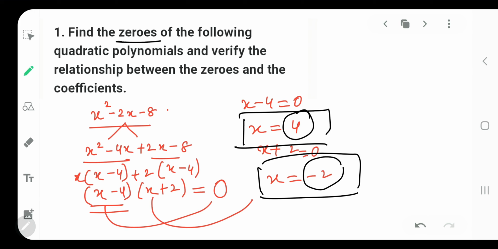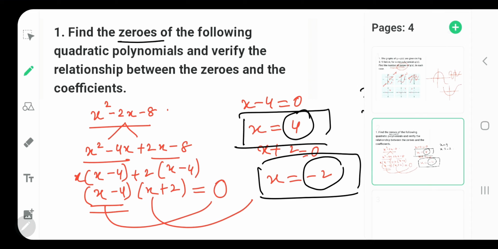So what will you write? Find the zeros बोला है. So what you will write? You will write x is equal to 4, x is equal to minus 2. So these are the zeros. Getting my point clear? And then they have said you have to verify the relationship between zeros and coefficients. So what kind of relationship do they have? Now my dear kids, to understand the relationship between zeros, okay, I'll take a fresh page. Now, what is the relationship between zeros?